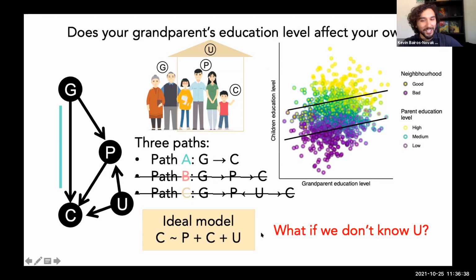But the problem is that we don't always know this U. We don't even know that it's there sometimes. It's really important to think about what could be the potential unknowns or confounds in this path. So what do we do when we don't know U? Or what if we know that U's there, but we can't measure it directly? We don't know what a neighborhood effect is. What makes up a good and bad neighborhood? No idea. And we don't even know if it is just neighborhood related. It could also be environment related. There's so many possibilities here.